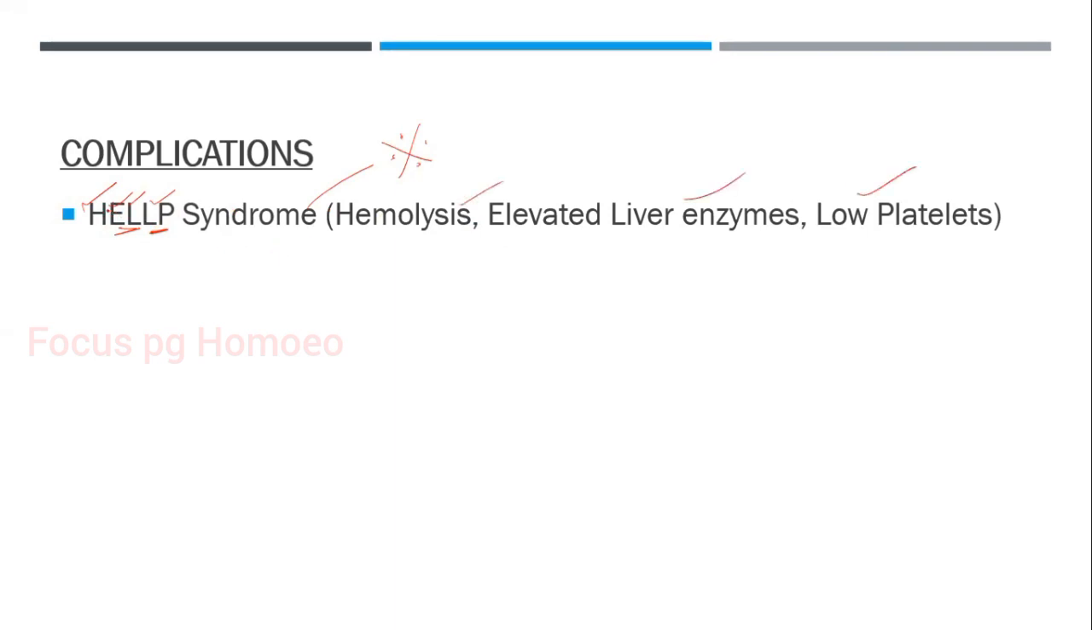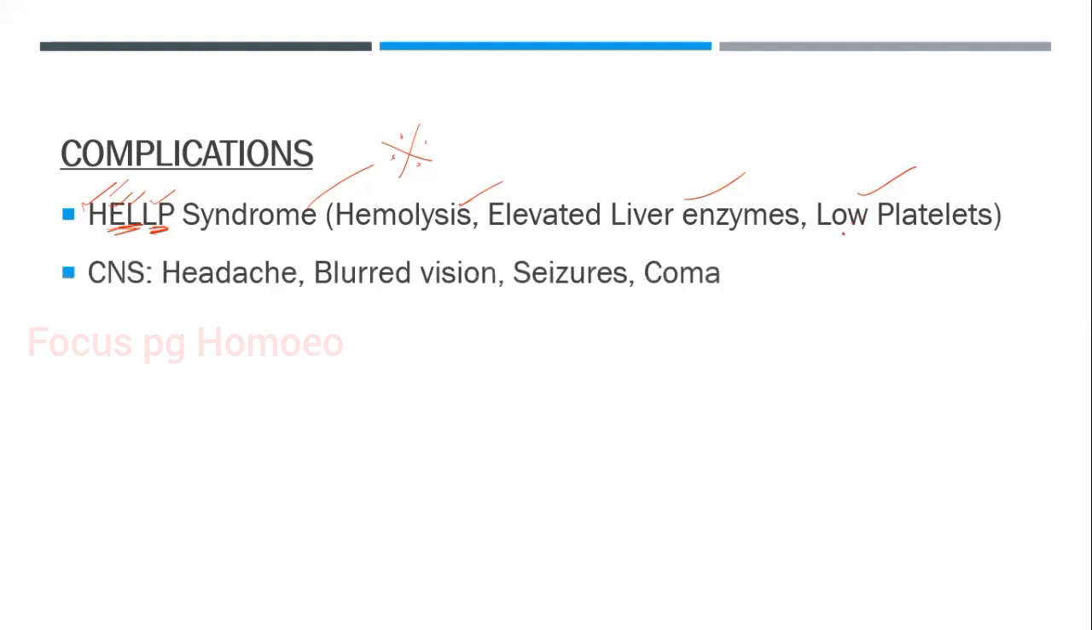HELLP syndrome means H for hemolysis, EL means elevated liver enzymes, and LP means low platelets, and this is one of the complications of pre-eclampsia. Pre-eclampsia going into hemolysis with elevated liver enzymes and thrombocytopenia is HELLP syndrome. Now, what are the CNS complications or associated CNS complaints? One is headache, blurred vision, followed by seizures and coma.